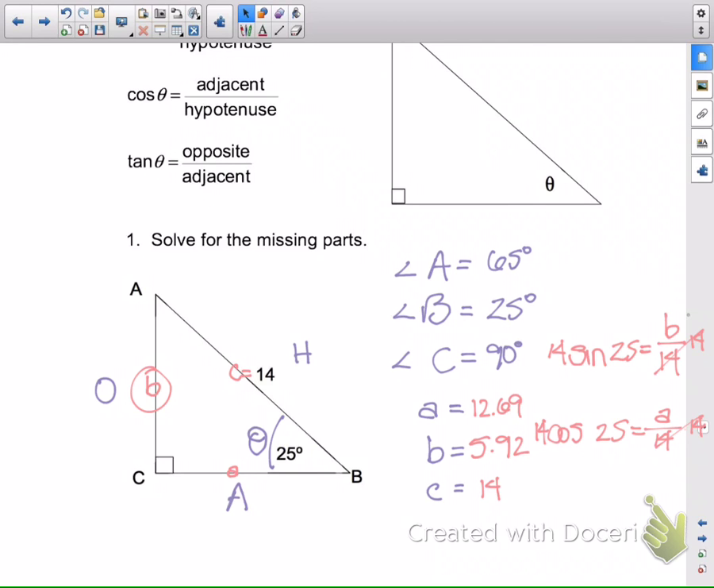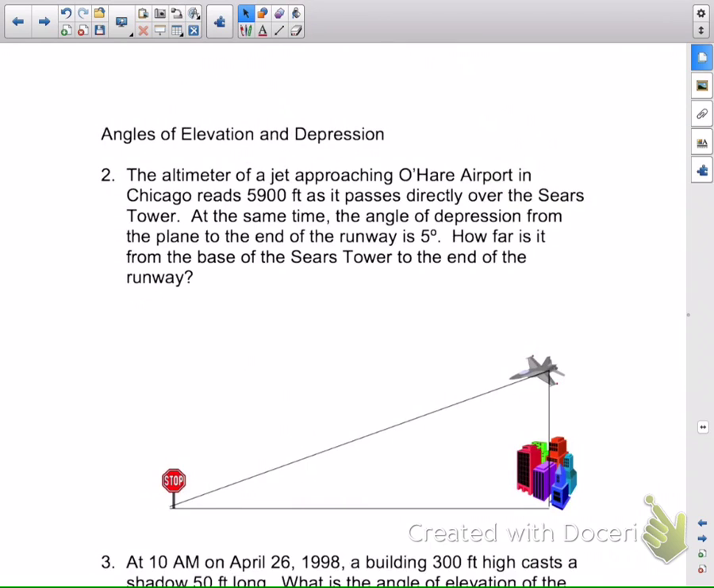All right. Let's flip to the next page. We're not going to do a ton of these. There's just some vocab we need to talk about.